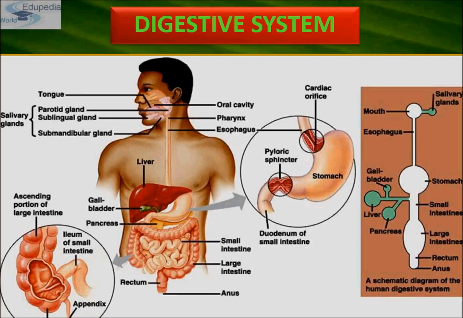This is the systematic diagram of the human digestive system. These are the salivary glands which help in the digestion of the food, and this is the oral cavity, and from there the bolus moves to the esophagus and finally to the stomach, and then to the small intestine, large intestine, rectum and anus. And the small intestine is attached with the associated glands such as the liver, pancreas and gallbladder, okay.